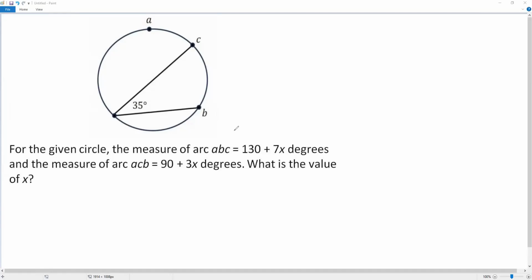For the given circle, the measure of arc ABC equals 130 + 7x degrees and the measure of arc ACB equals 90 + 3x degrees. What is the value of x?